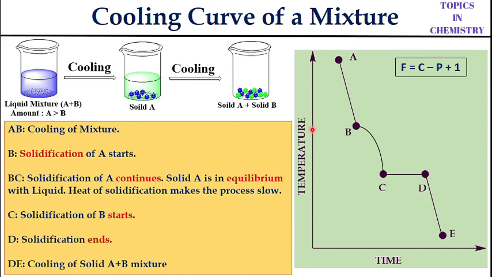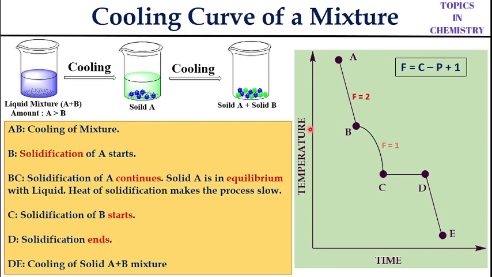So you know the colligative property, depression of freezing point. In the first case, the cooling curve was of a pure component, a pure compound. But here it is a mixture, and you can see the amount of A is greater than B. So it is not a pure compound; it is an impure compound. So depression of freezing point occurs. That's why the temperature is lower than the pure compound A.